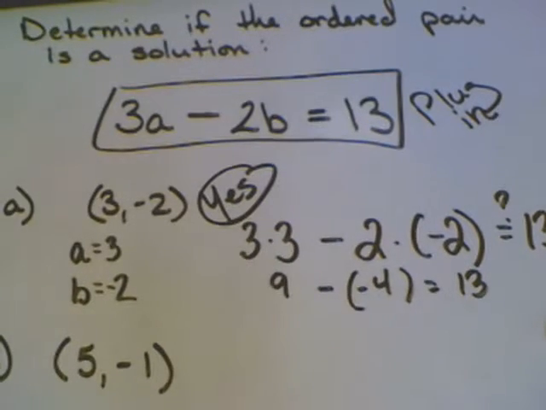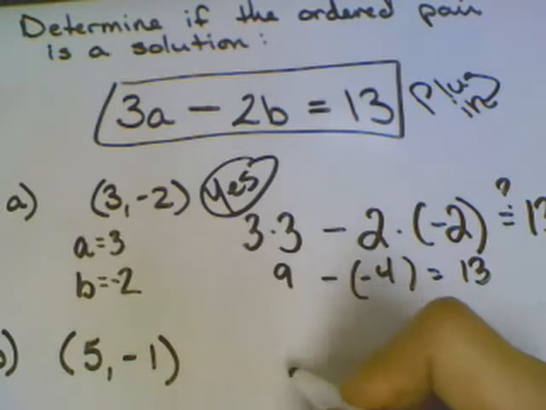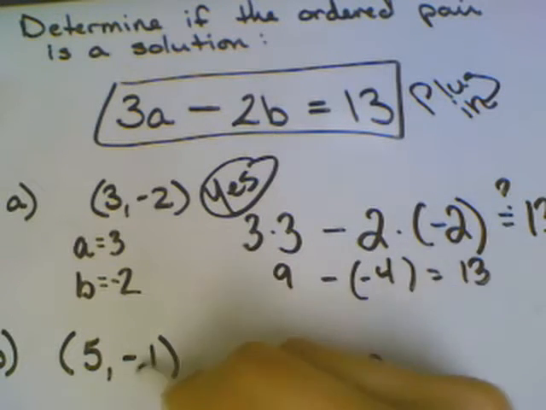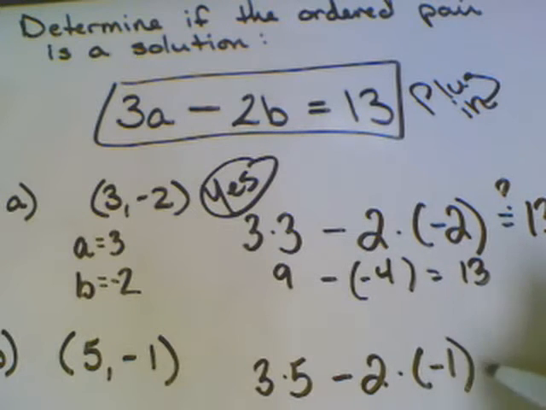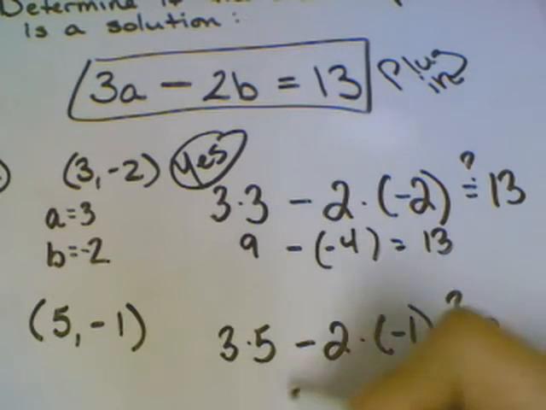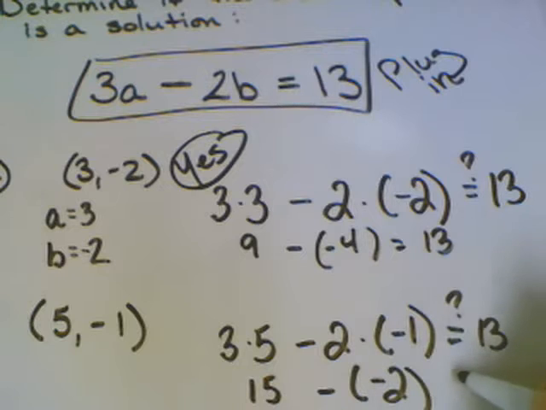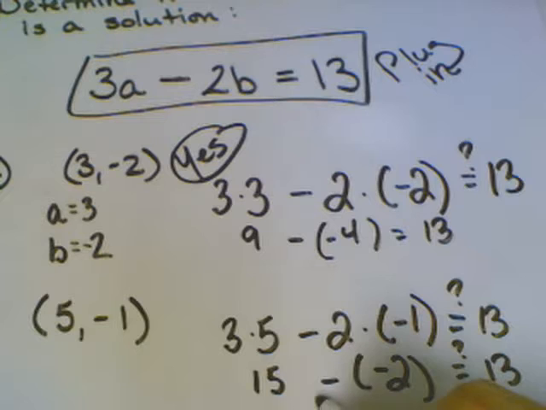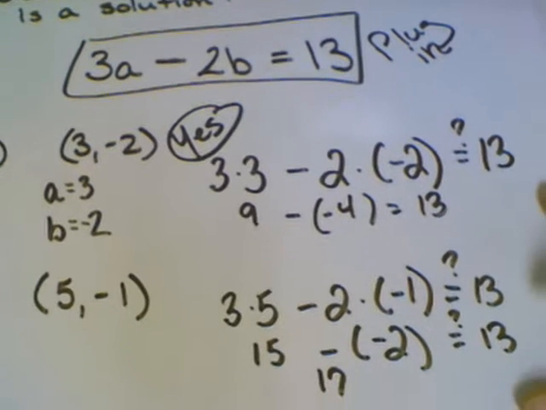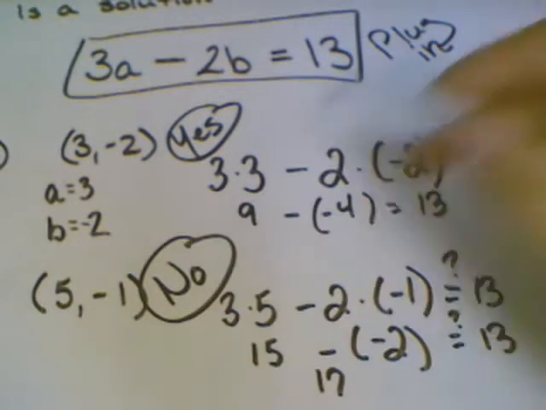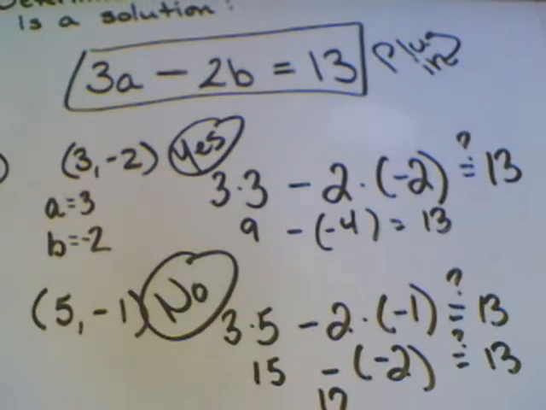Let's try the next one. The next one is 5, negative 1. So we're going to plug 5 in for a, so 3 times 5, minus 2 times, well, b is negative 1. Is this equal to 13? Well, 3 times 5 is 15, minus, and then this becomes negative 2. Does this equal 13? It doesn't, because 15 minus negative 2 is actually 17. 17 is not equal to 13, so this is not a solution.